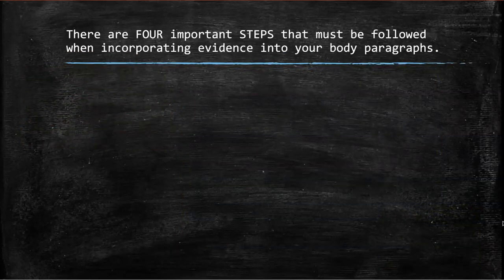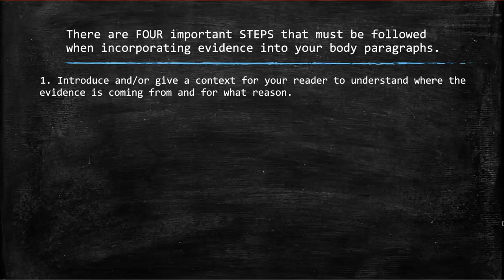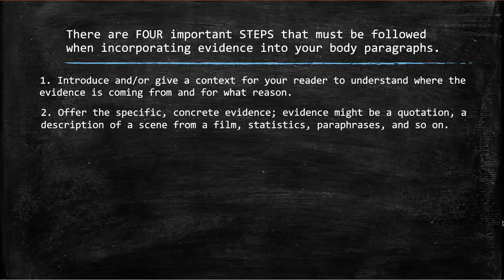There are 4 important steps that must be followed when incorporating evidence into your body paragraphs. 1. Introduce and/or give a context for your reader to understand where the evidence is coming from and for what reason. 2. Offer the specific concrete evidence. Evidence might be a quotation, a description of a scene from a film, statistics, paraphrases, and so on.